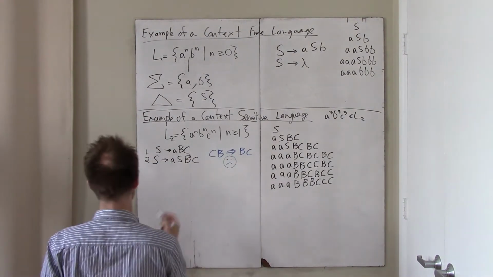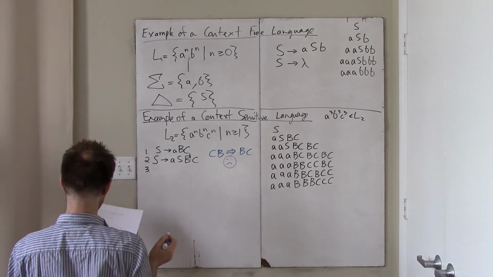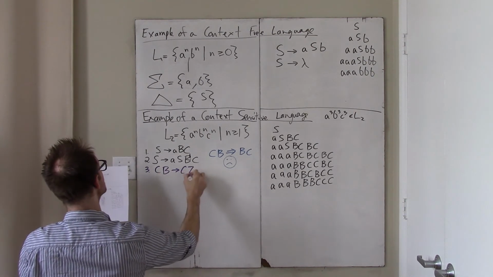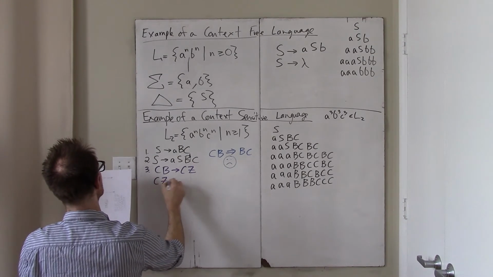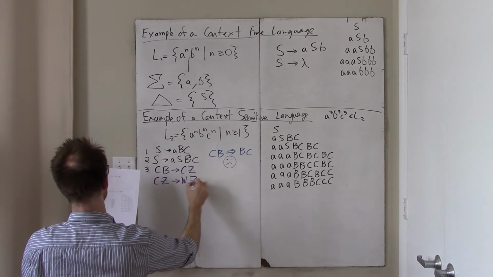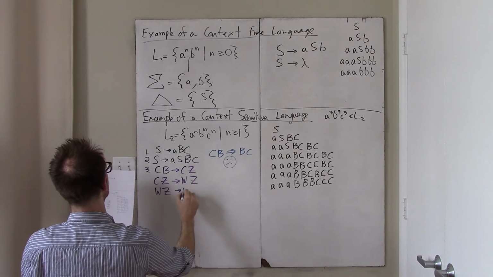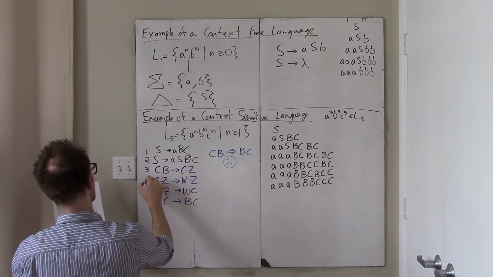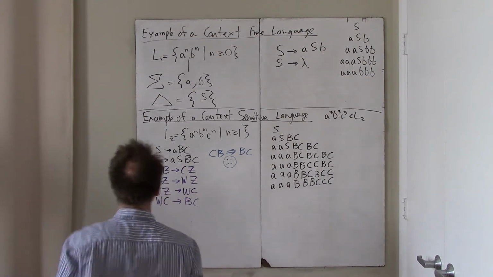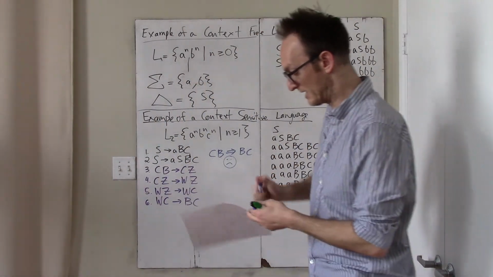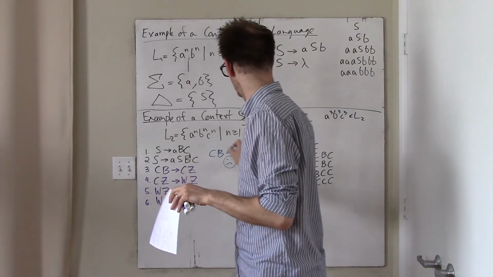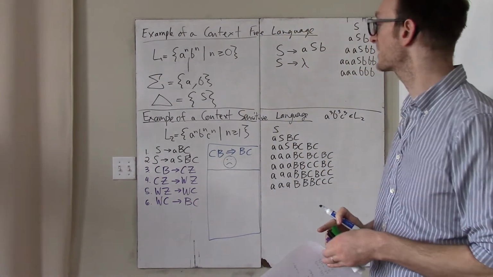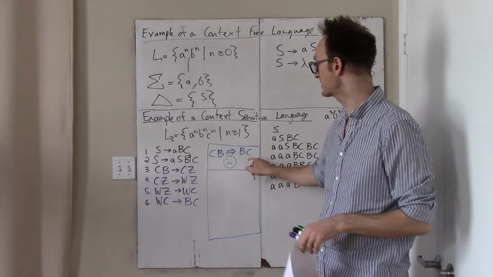In a little dance, I'll do this in purple, I propose rules 3 through 6, which replace CB with CZ, CZ with WZ, WZ with WC, and WC with BC. Okay, so, oh man, what is going on here? Well, I'll make a kind of blue box to try to explain this. Rules 3 through 6 just do what you want this rule to do.